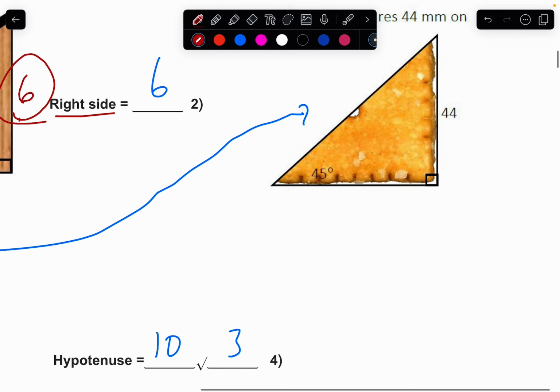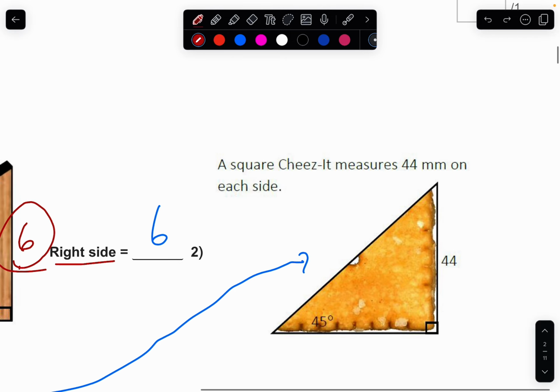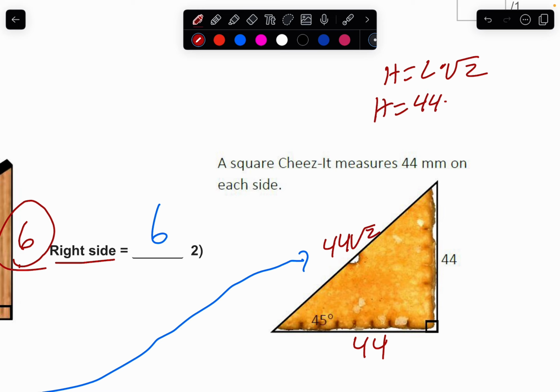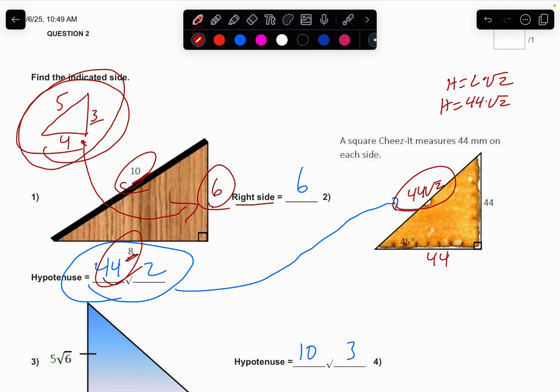Over here, we have a 45 in this corner. So the rule is that the hypotenuse equals the leg times root 2. We talked about that last time, but that is the rule we have established. We know that the legs are the same size, and we know that the hypotenuse is the leg times root 2. So the hypotenuse would equal the leg, 44, times root 2, which is just 44 root 2.